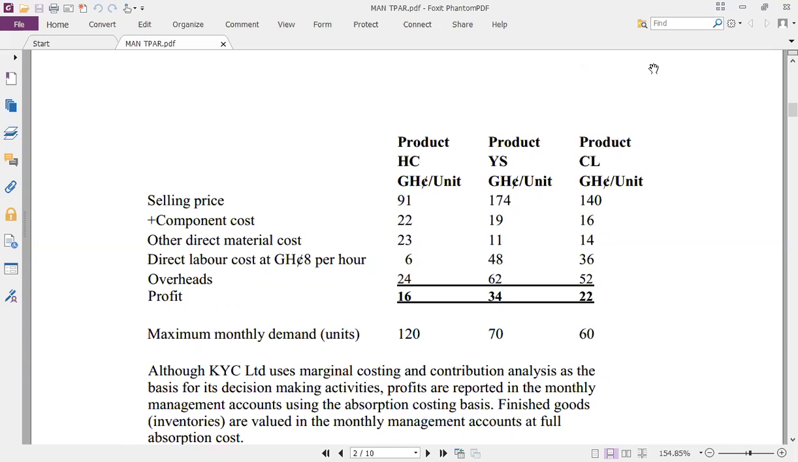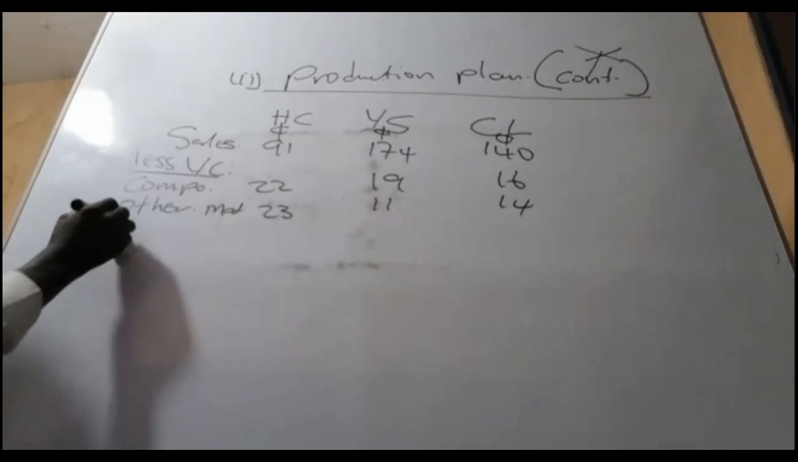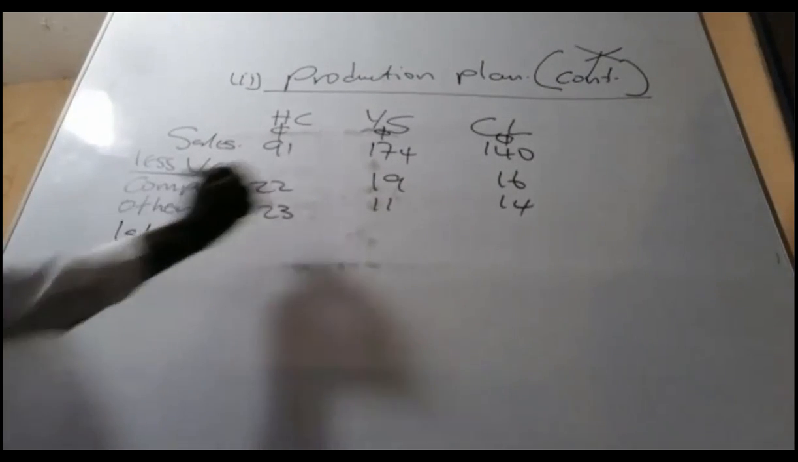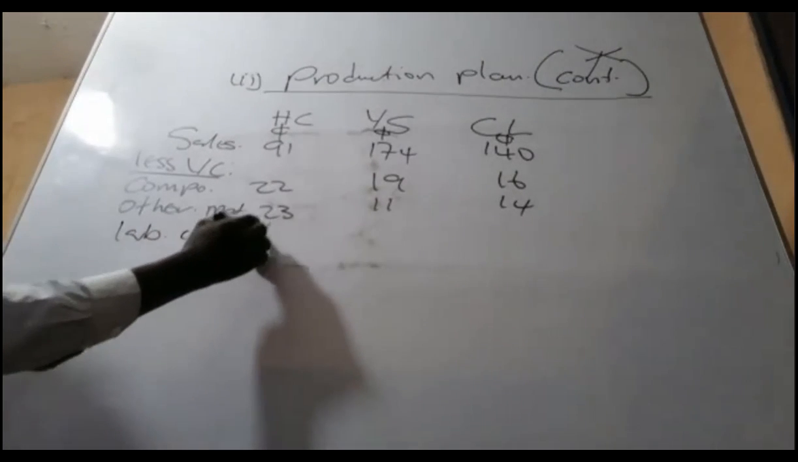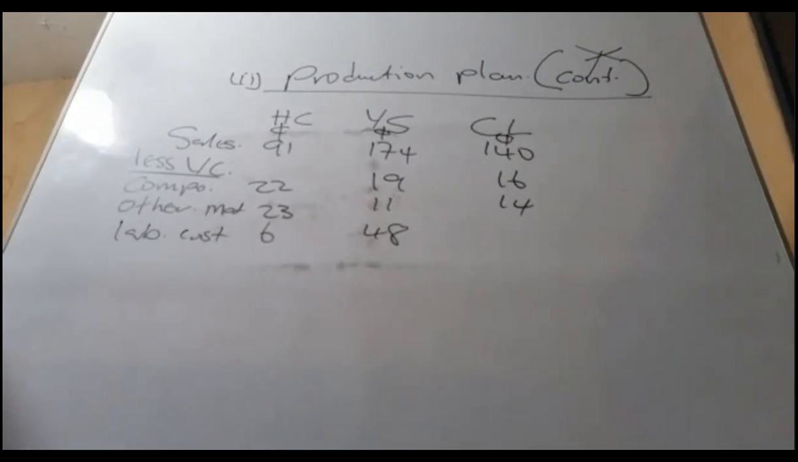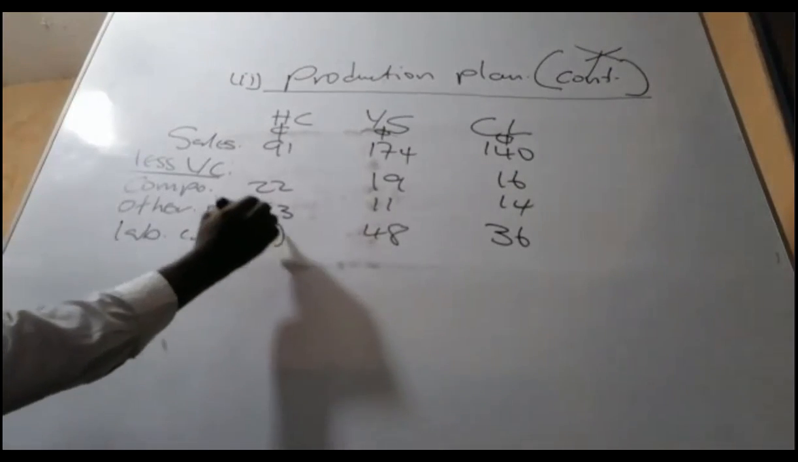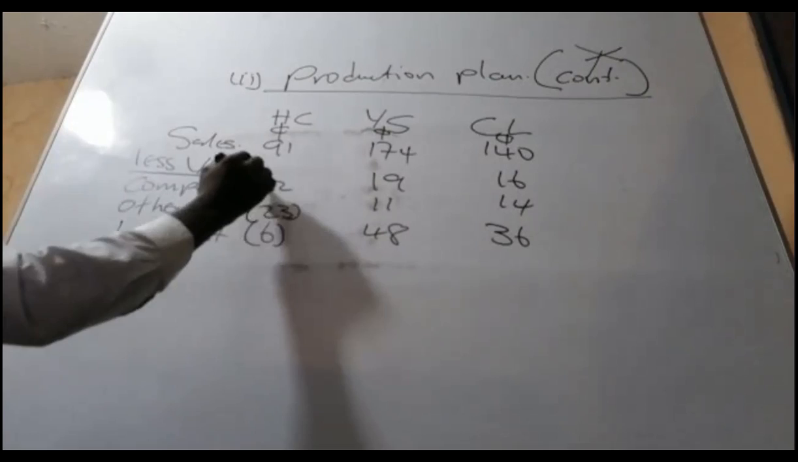So it will end at the direct labor cost. That's great. So the labor costs are 648 and 36, right? Great. But please don't forget to put them in brackets, because we say "less". Let's put them in brackets.